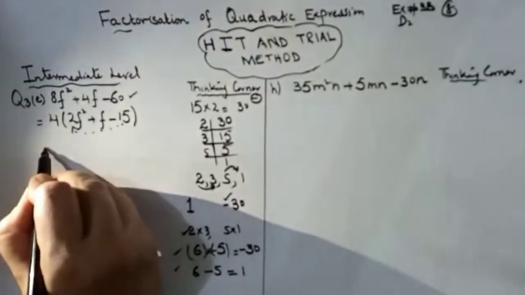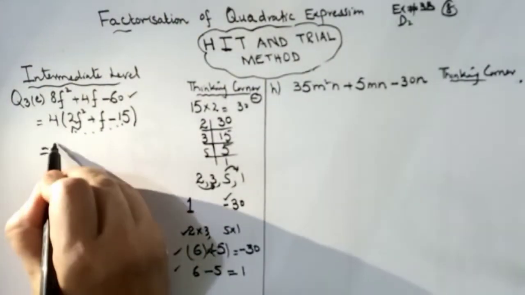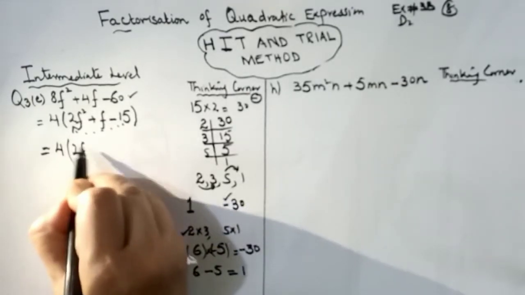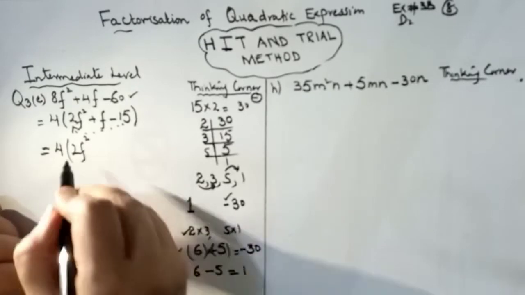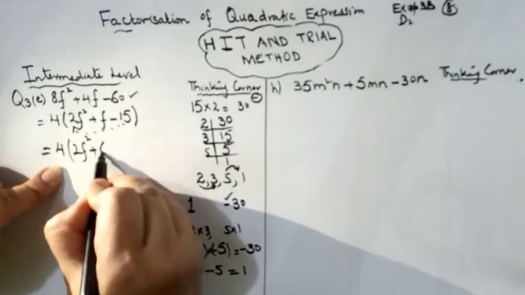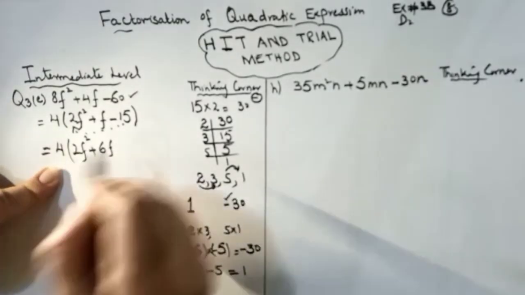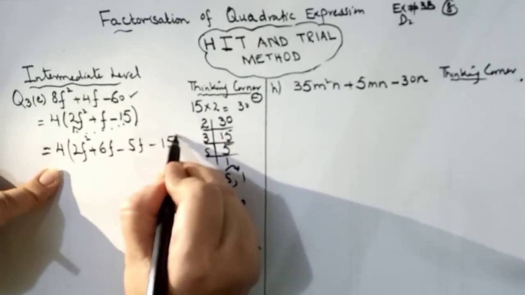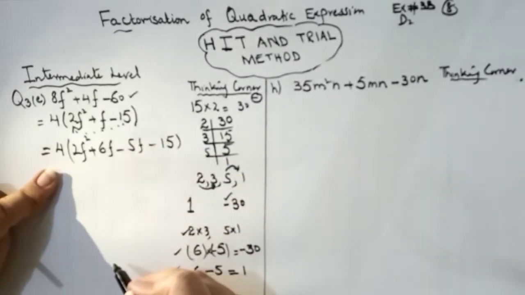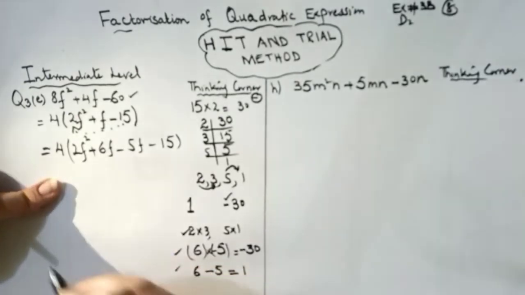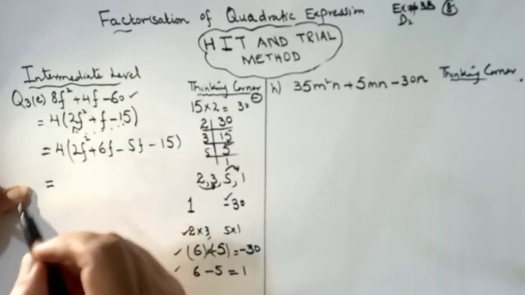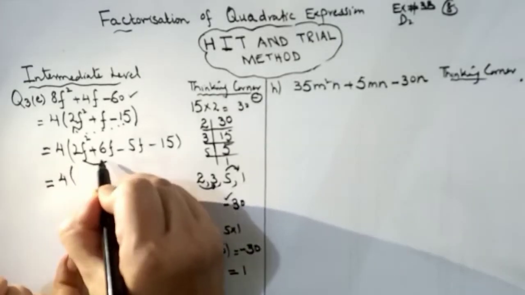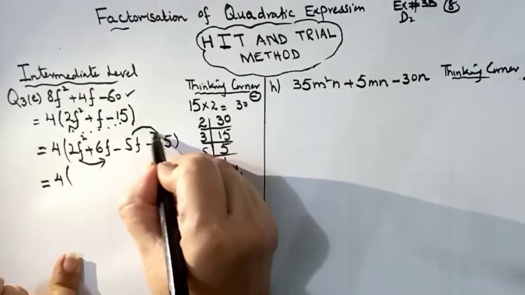Come back to the question. I'll be writing 4 here, and then the first term as it is, 2f square. Then I have to write the breakup of the second term, 6f minus 5f minus 15, and close the bracket. You can see the middle term has now been divided, giving 4 terms, and now we have to make groups of like terms from the first 2 terms and from the last 2 terms.